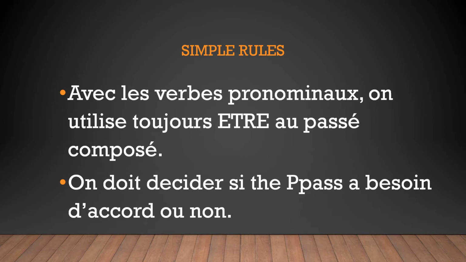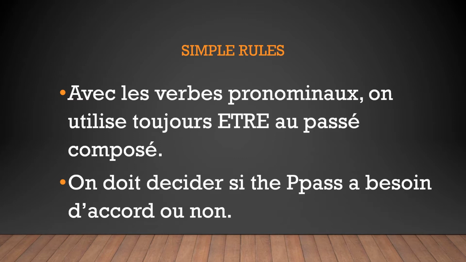So with reflexive verbs, you must always use être as the linking verb, as the auxiliary verb. So we're never going to be using avoir with a reflexive verb. Once you know you're using a reflexive verb in the past tense, you know you need to use être, no having to think about it.